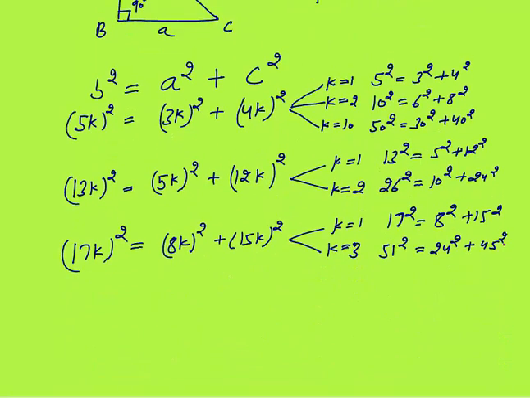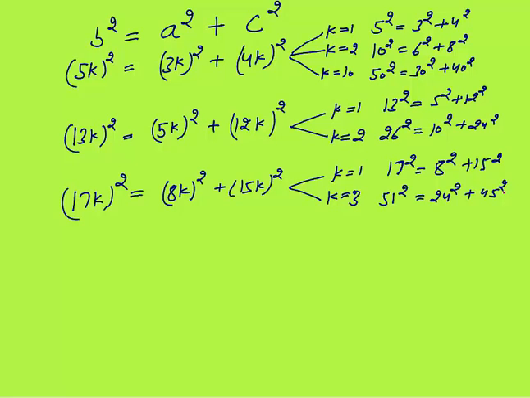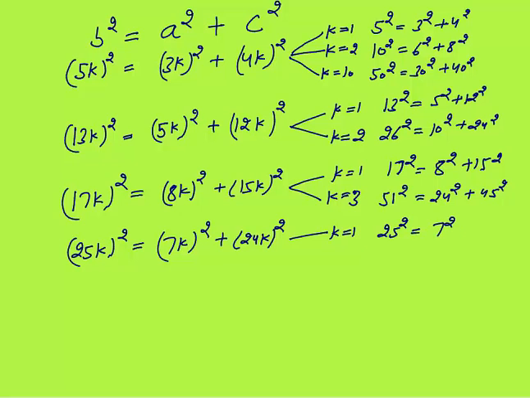Next and the last triplet that you need to remember is 25k square equal to 7k square plus 24k square. If k is equal to 1, you can say that 25 square is equal to 7 square plus 24 square. All this is true only when we are discussing a right angle triangle, not any triangle. In a right angle triangle, this is the Pythagoras theorem.